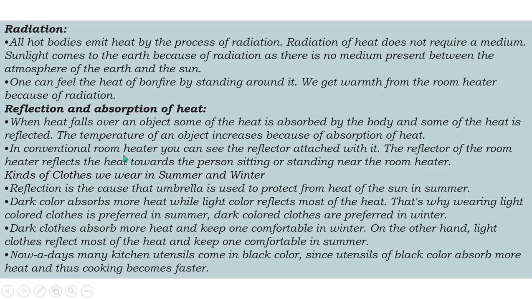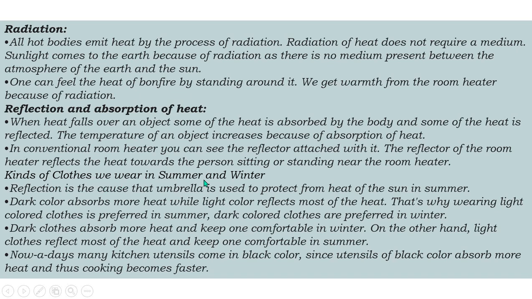How it takes place, let's see. When heat falls over an object, some of the heat is absorbed by the body and some of the heat is reflected. The temperature of an object increases because of the absorption of heat. In a conventional room heater, you can see the reflector attached with it. The reflector of the room heater reflects the heat towards the person sitting or standing near the room heater.